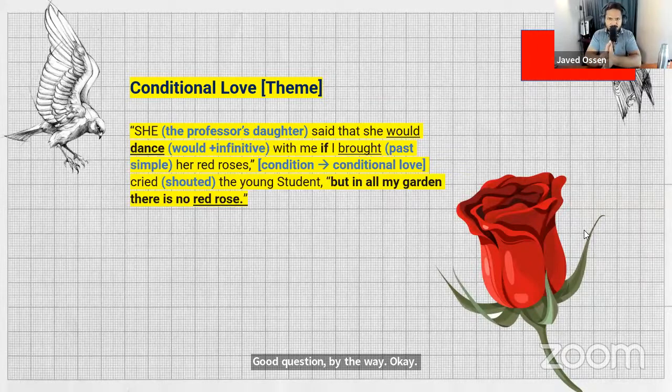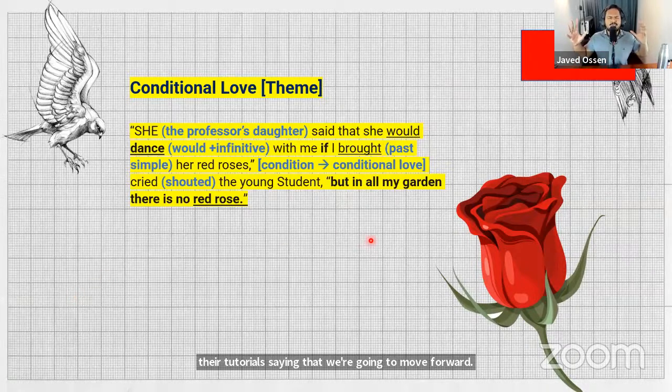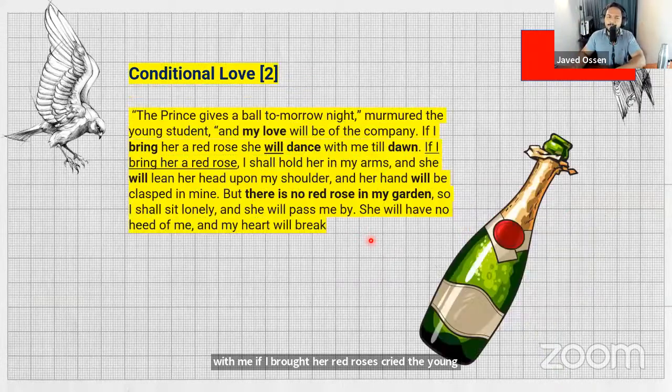Saying that, we're going to move forward. We're talking about how she said that she would dance with me if I brought her red roses. Cried the young student, but in all my garden, there is no red rose. The prince gives a ball tomorrow night, murmured the young student.